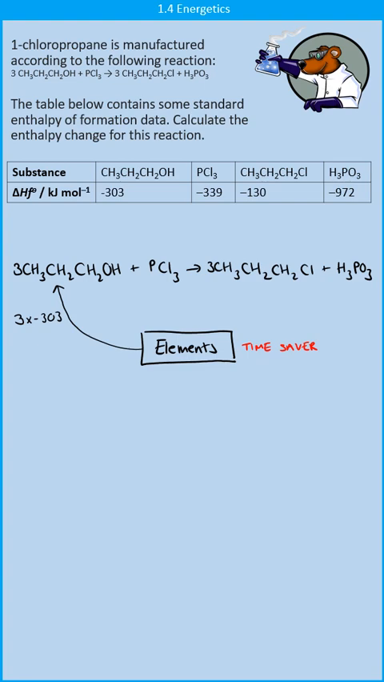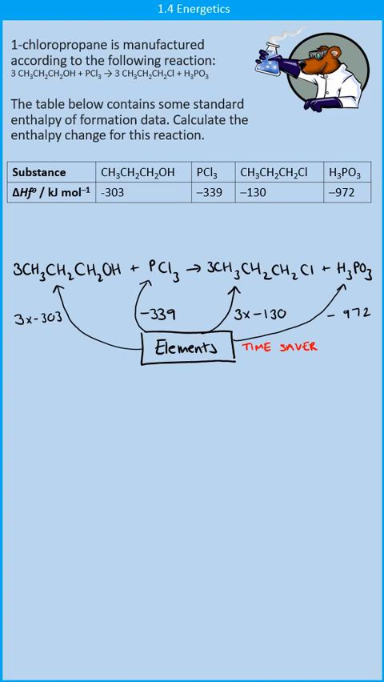So here I'm forming propanol, and in the equation there are 3 moles of propanol, and therefore I need to do 3 times the number that I've been given. And then for this phosphorus trichloride, there's only 1 mole, so I just put the value in as it's been given to me in the question. And then so on and so forth. So again, I've got 3 moles, so I need 3 times. And then over here, I've just got 1 mole, so I just have the value as it is.